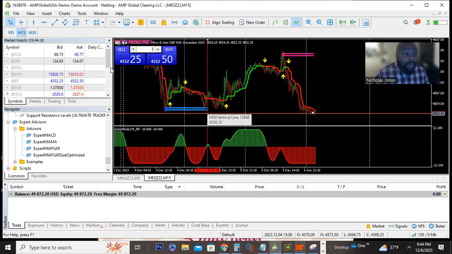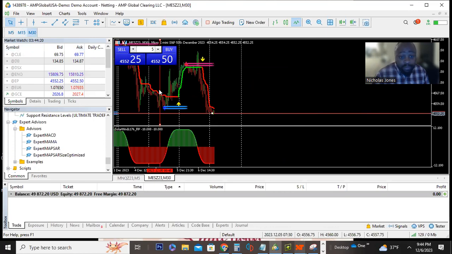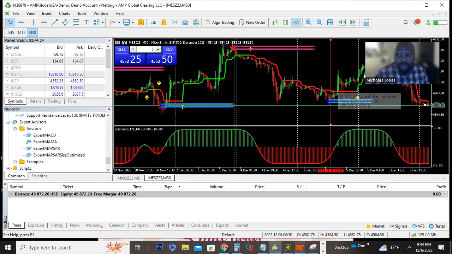So then we jump up to the 30. And what do we see? The 30 was on support. So the 5-minute went on support first, the 15-minute went on support afterwards, and the 30 followed suit. So the 5-minute pushed up on support.